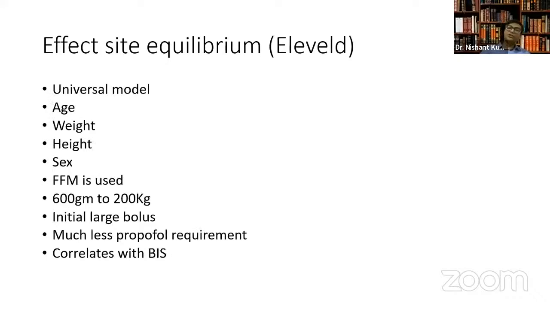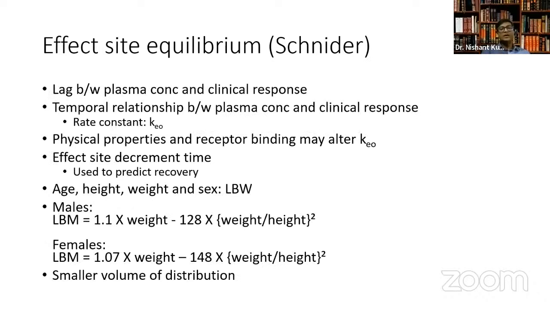Now, this is the newest model, effect site equilibrium, likely to change the practice of TIVA and TCI. It's a universal model. Now, the problem with Schneider is that, again, this is for adults. It cannot be used in children. It is not very useful in obese patients. In fact, if the BMI crosses 35, then it says that this model cannot be used. And we all know that in obesity, the pharmacokinetics and pharmacodynamics are totally different. So this model cannot be used.